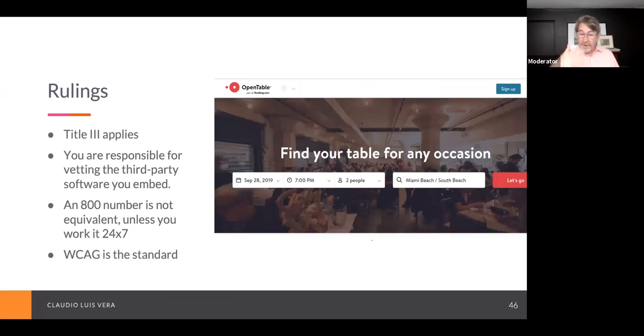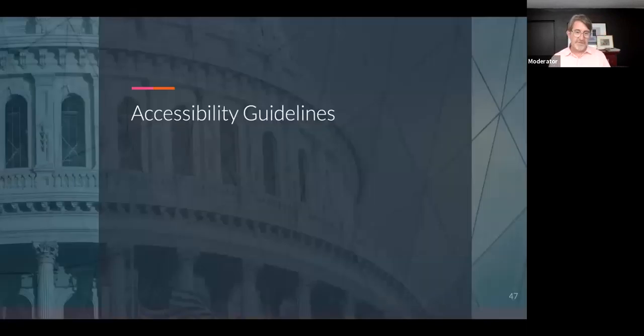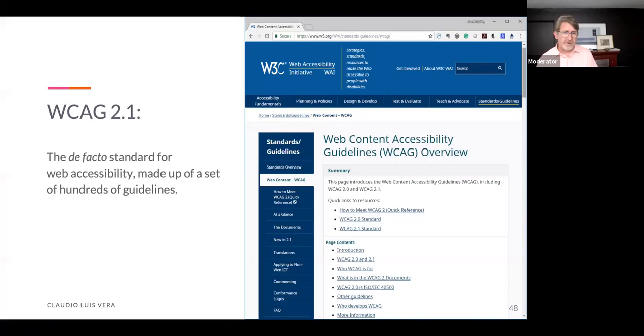So one of the other things that came out of this particular case is that an 800 number is not equivalent to a website, unless you had people willing to take phone calls 24/7 and provide an equivalent level of service. Another thing that came up from this is that WCAG was the standard that you need to live up to. So let's talk about what WCAG is and what these different guidelines are.